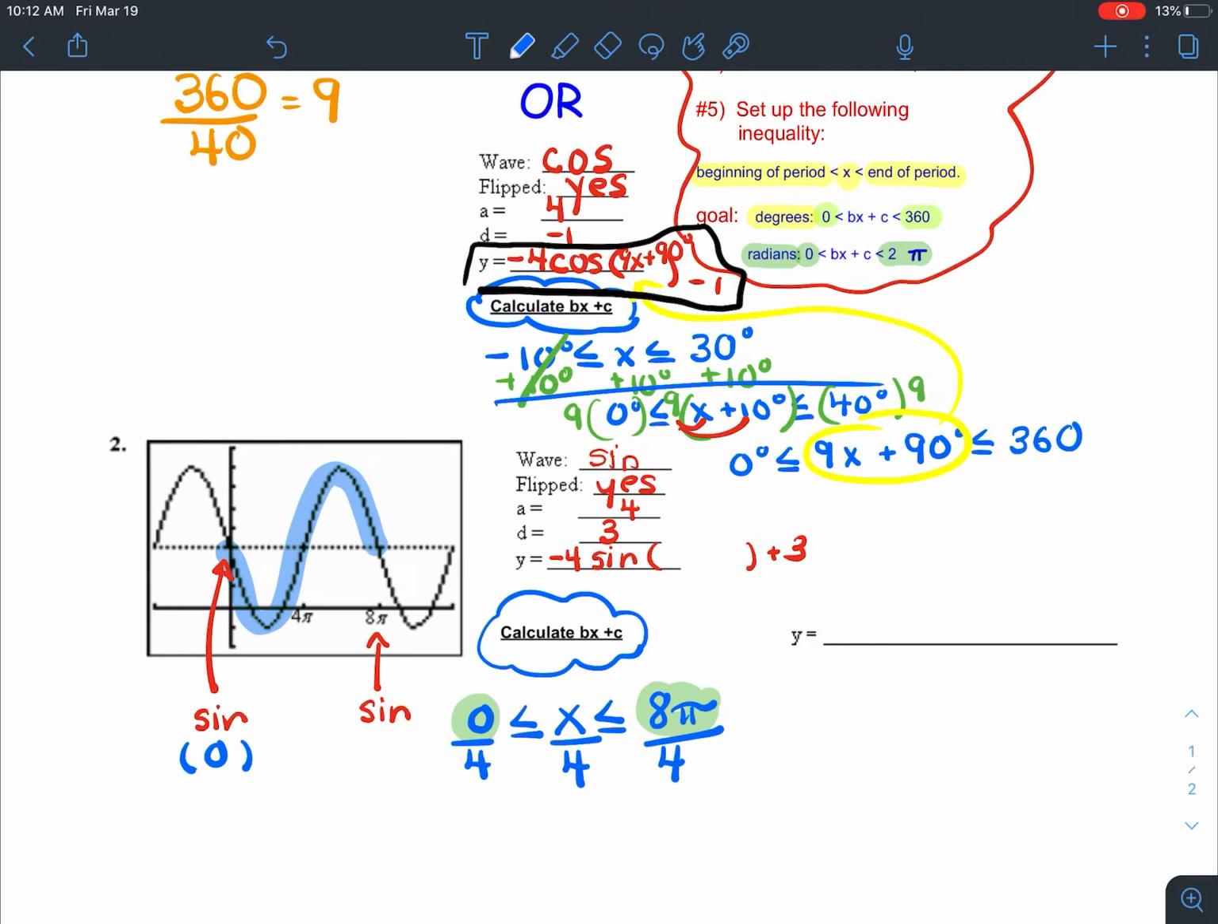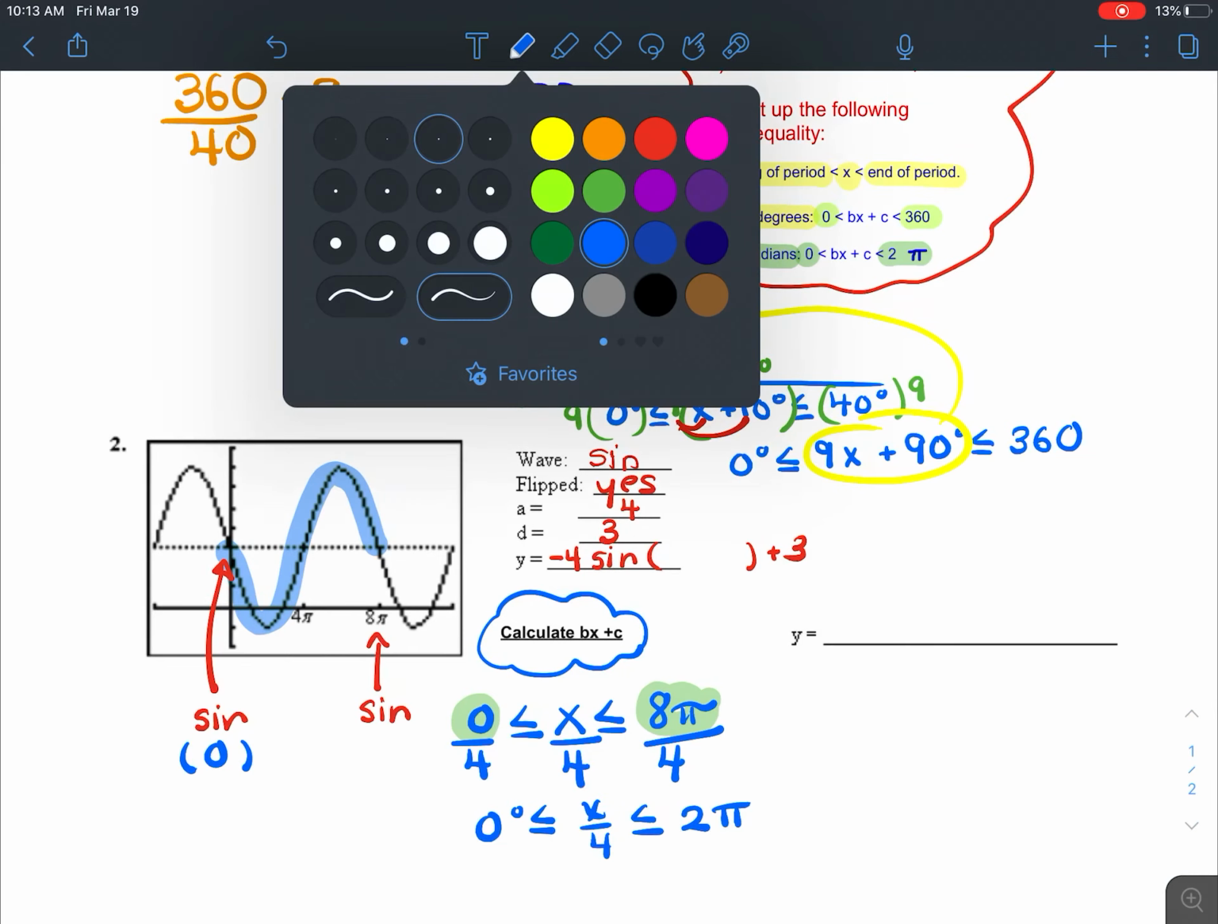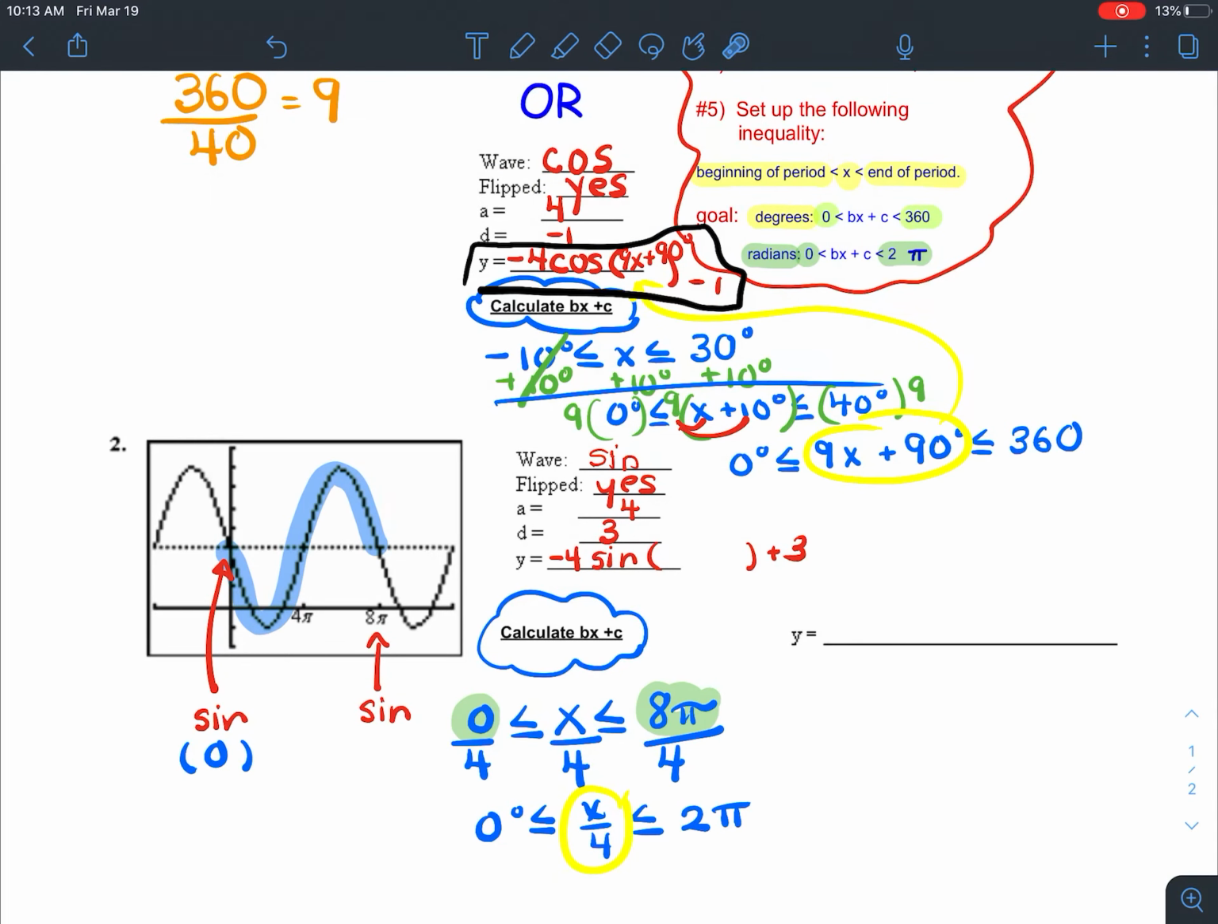And I'm going to do the same thing on each of these sections here. That way, 0 divided by 4 on the left side keeps that as 0. Whatever you have in the middle, oh, I shouldn't have put degrees there. Sorry. This is 0 radians. Whatever you have in the middle, that x divided by 4, that's what goes in here for the bx plus c. Again, on this problem, the c value would have been a 0.